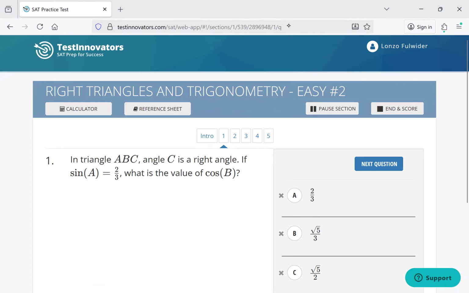Okay, so let's do this part. This is continuing on right triangles in trigonometry. Question 1 says in triangle ABC, angle C is a right angle. If sine of A is 2/3, what is the value of cosine of B?